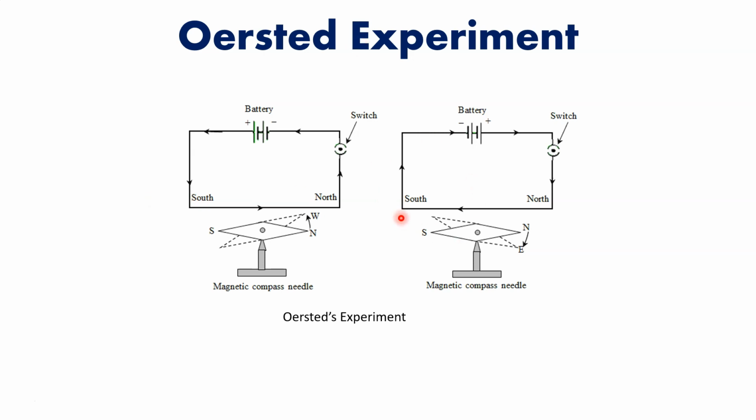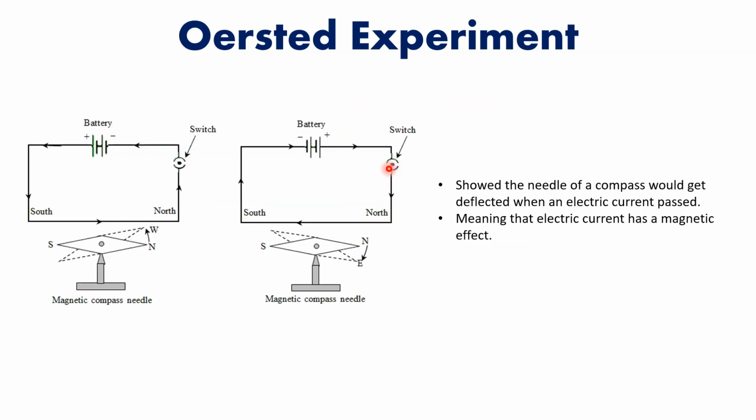He noticed that when the direction of the current was clockwise, the compass needle was deflected to east rather than the west. So there's a basic understanding that took place stating that currents actually produce a magnetic field, and the direction of the current can also influence the direction of the magnetic field. To summarize Oersted's experiment, the needle of the compass would get deflected when an electric current passed, meaning that the electric current produces a magnetic field.